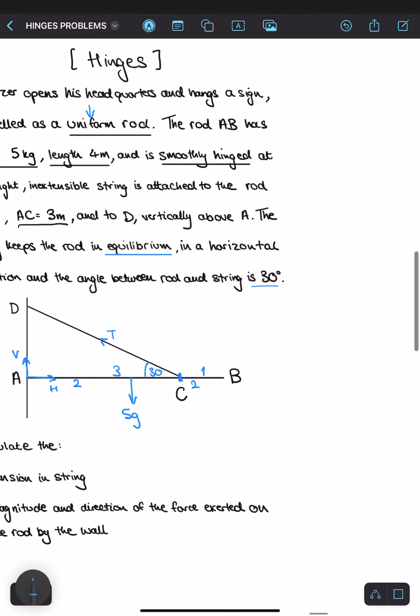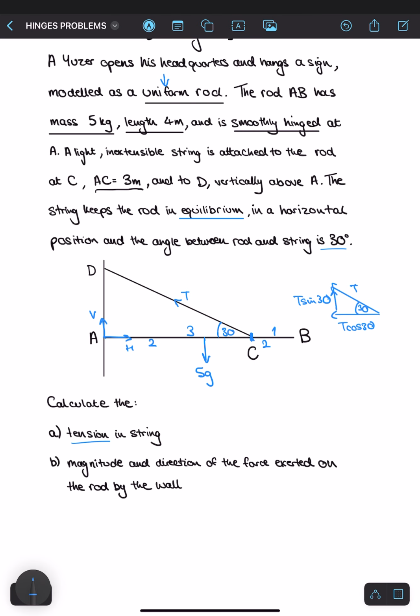I can also resolve my tension vertically and horizontally, which I'll do on the side here. So I've got the tension acting 30 degrees. This is the horizontal component, and since it's adjacent is T cos 30. And the vertical component would be T sine 30 since it's opposite. Calculate the tension in the string.